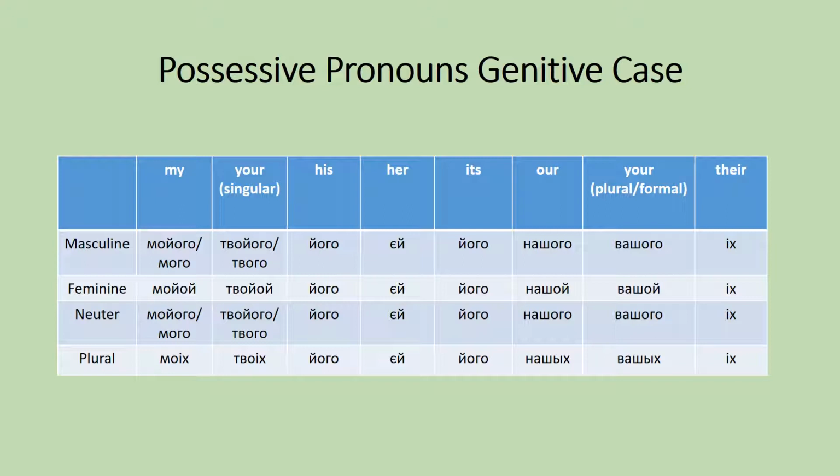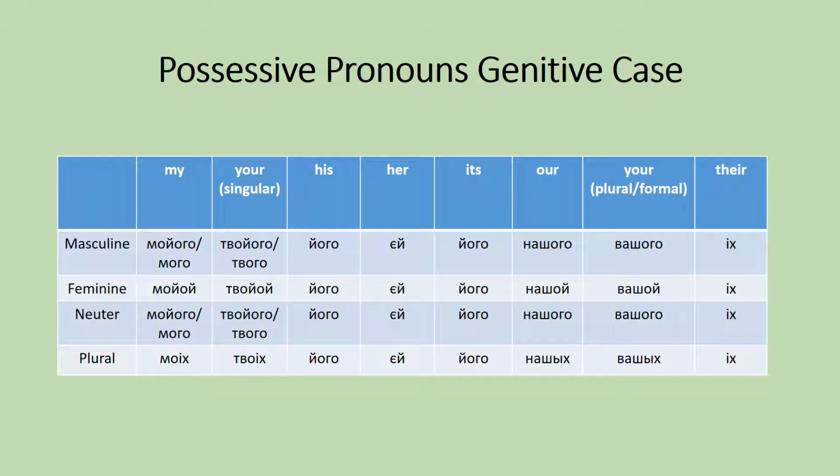Its is yoho. Our is nashoho. Your plural or your formal is vashoho. There is ich. Lastly, let's move on to plural.